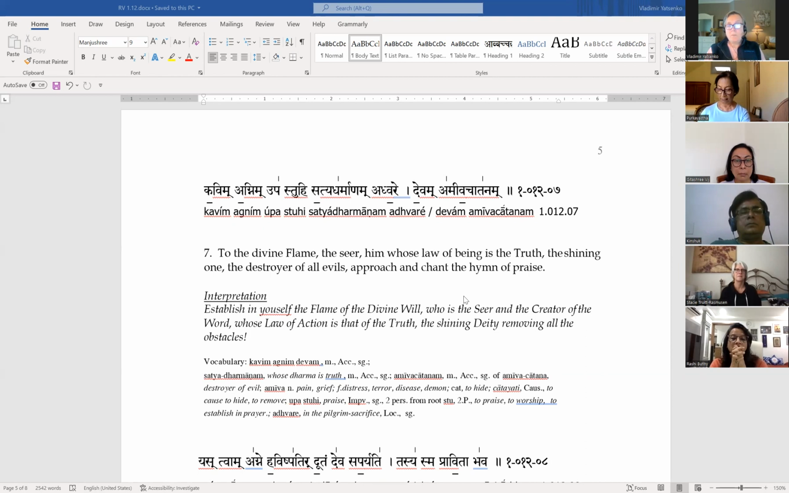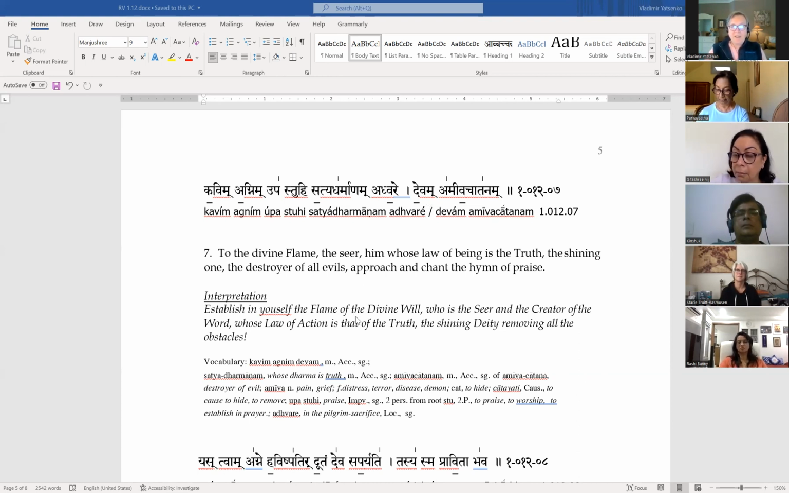Basically, we already spoke about the stotram; stuti, stuhi in this case, is to affirm within oneself. In many places he translates exactly this. Affirm within yourself, closer to you, closer to your being. Agni, the seer, the kavi, the satyadharman, the one who has true dharma. Adhvare, on the way of your journey. Devam, the shining one. That's how he translates God. He follows the root div. Div is to shine. Amivachatanam, the destroyer of all evils.